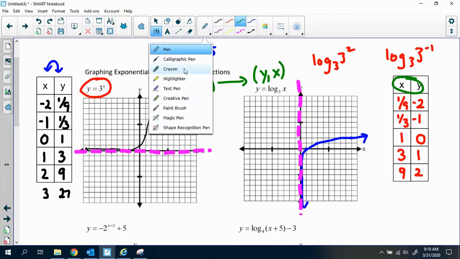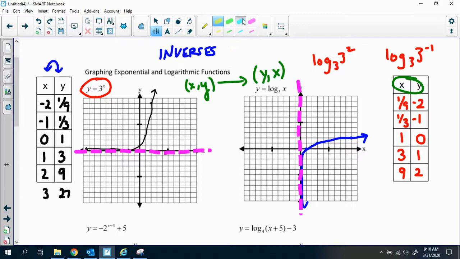So if I'm looking at 0, 1 and 1, 3, for example, they change to 1, 0 and 3, 1. So this point corresponds to this point, and 1, 3 corresponds to 3, 1. So if I graph them on the same axis, it would look something like this, where the exponential's here, the logarithm's here, and the x and y's always match up when you flip them.